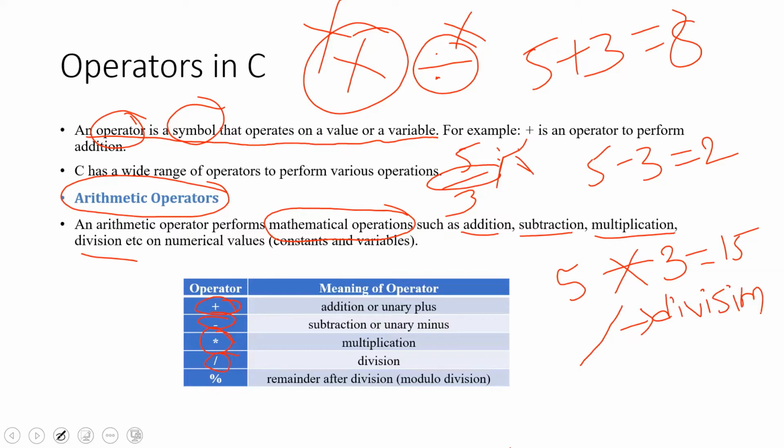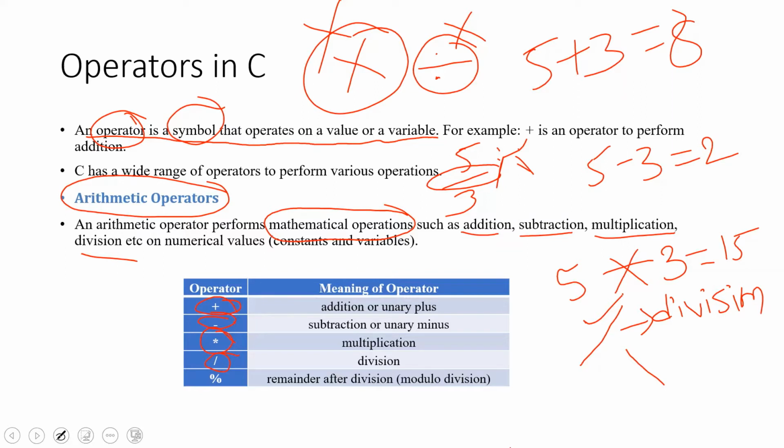When it comes to slash, on the keyboard we can find two types of slash. One is called backward slash and another is called forward slash. Backward slash is this one, and this is forward slash. For division, we use forward slash. Where we use backward slashes is secondary, which we'll discuss later.